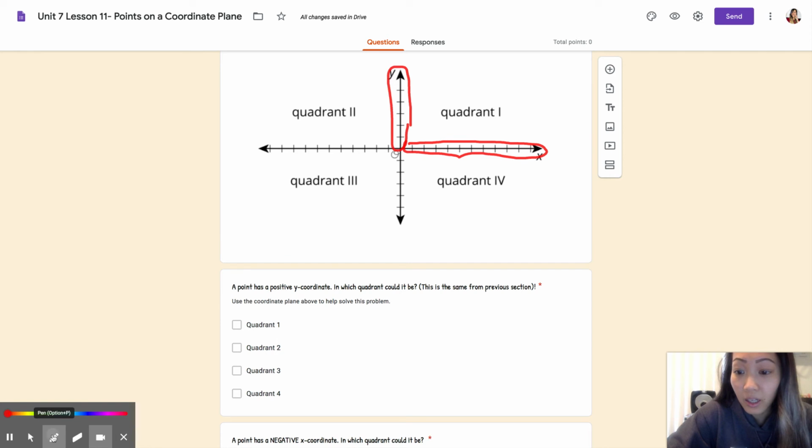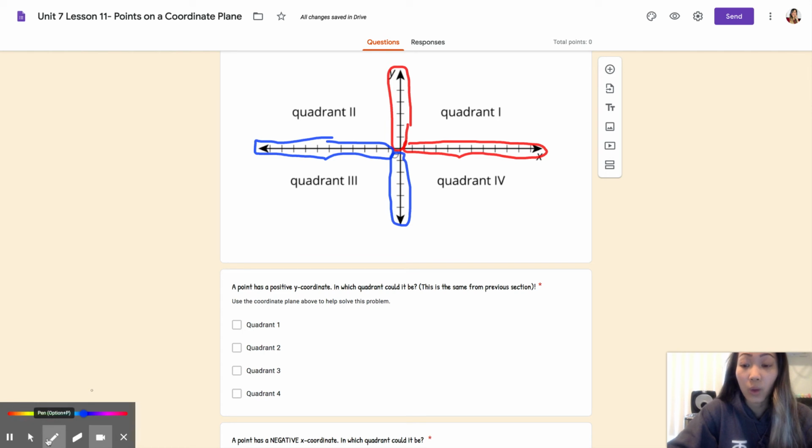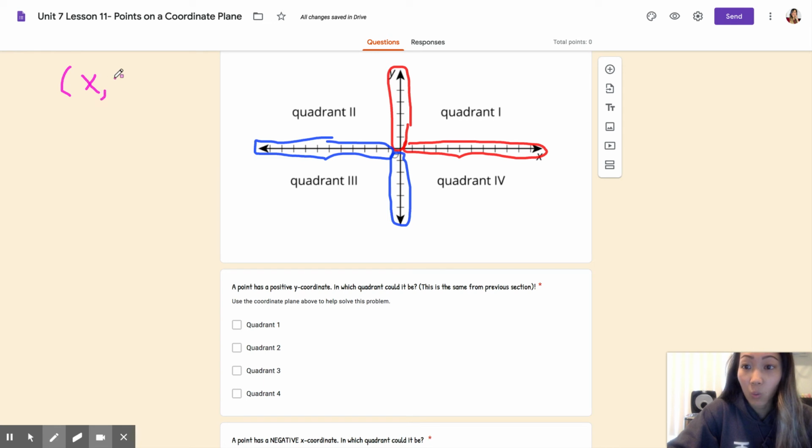And then I'm going to switch colors. I know that this is going to be negative numbers. So this x-axis is negative numbers, and this is going to be negative numbers as well. So when we write out coordinates, it is x, comma, y. So x is going to be side to side, horizontally, and y is going to be up and down.